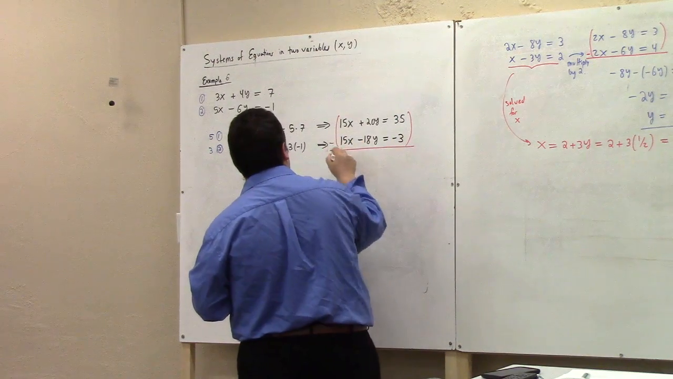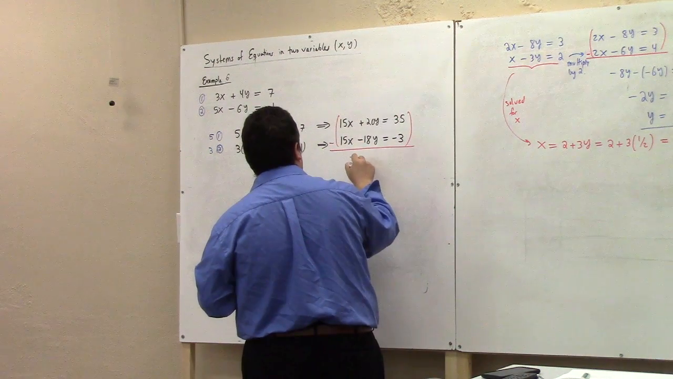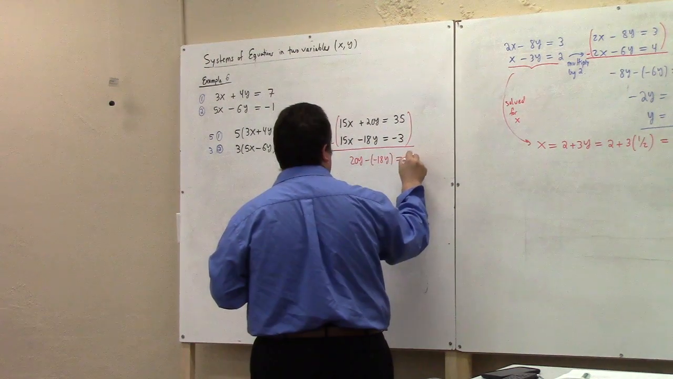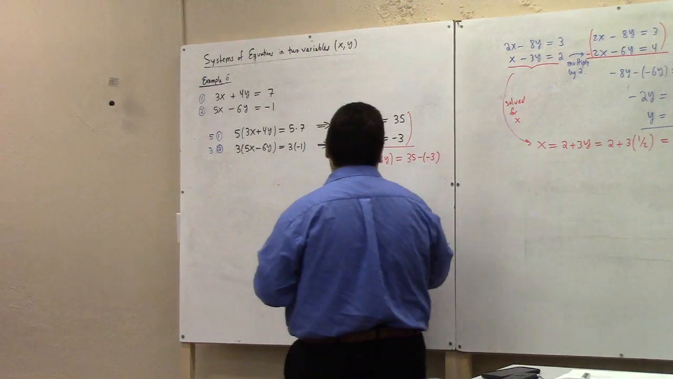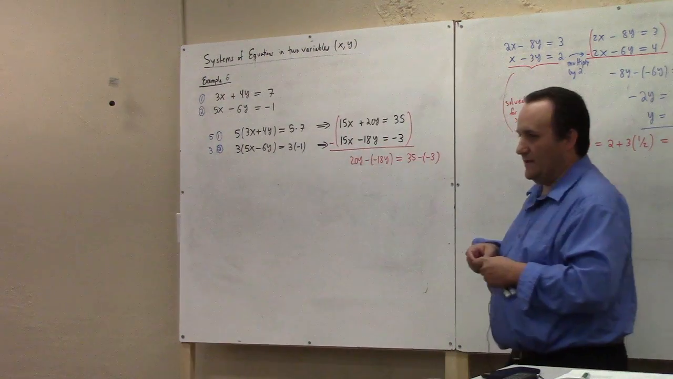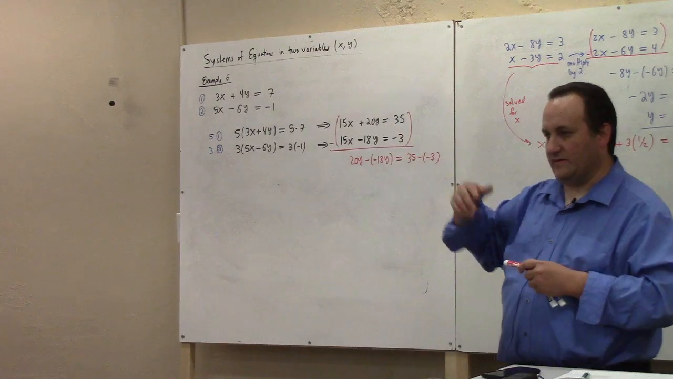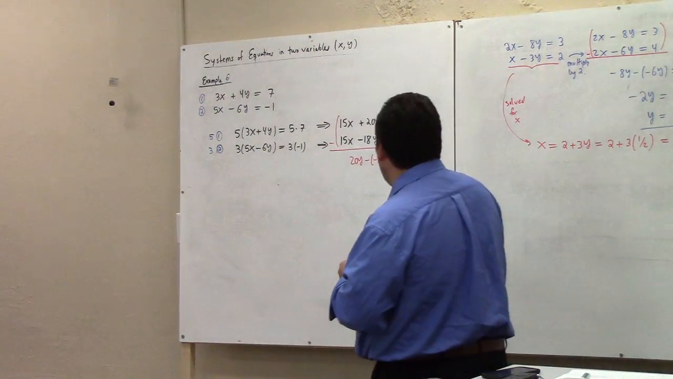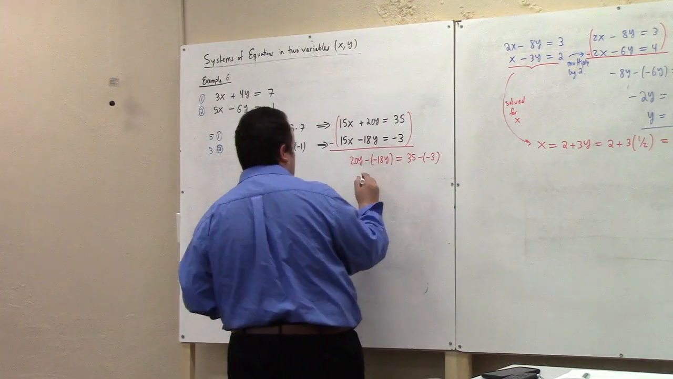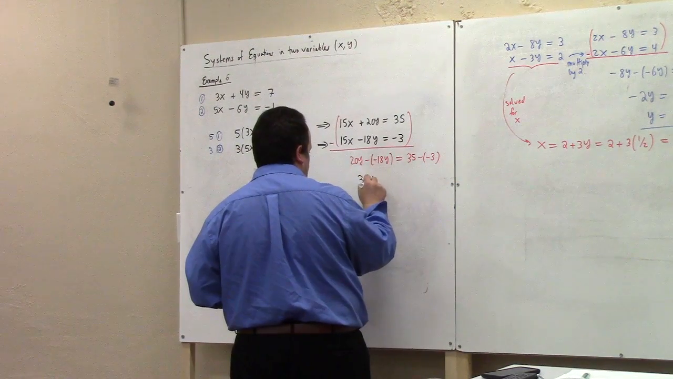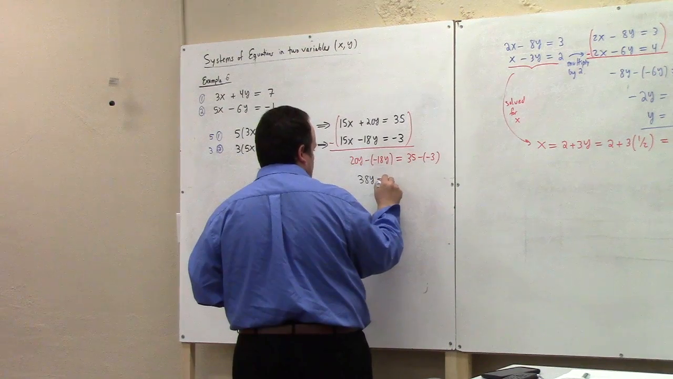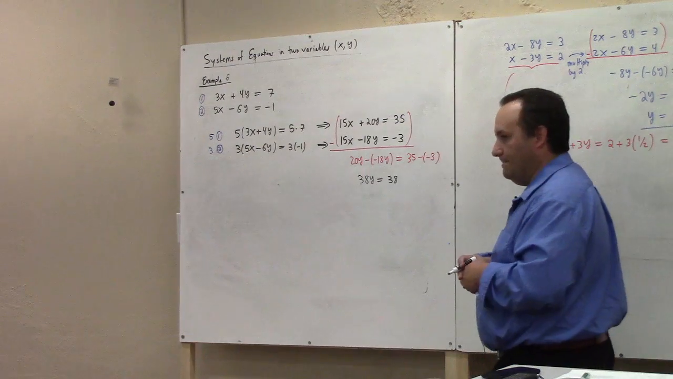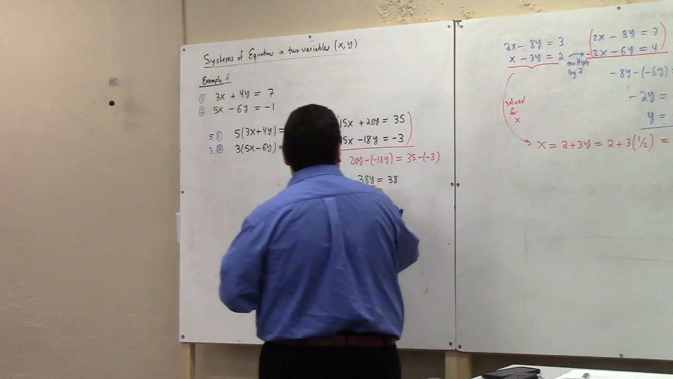All right, so subtract. We've got what? 20y minus a minus 18y is 35 minus a minus 3. Be careful with keeping account of the minus a minus, right? Easy place to make a mistake. So I think that gives us 38y equals 38. So what's y equal to? Y equals 1.